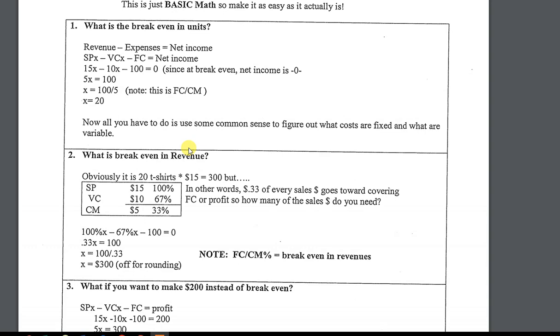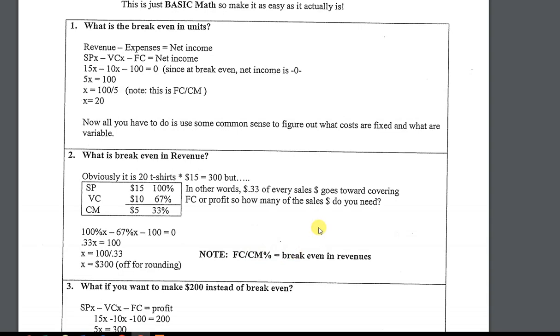So now we have 3 formulas on your piece of paper. This will be X as revenues in this particular case: 100% of revenues minus 67% of revenues minus fixed cost of 100. So my 3 formulas: break even in units, fixed cost divided by contribution margin per unit; break even in revenues, fixed cost divided by contribution margin percent.